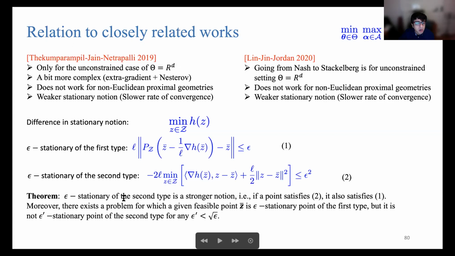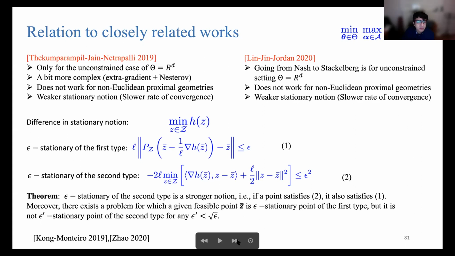In particular, there are problems where, given the feasible point z bar, it's an epsilon stationary point of the first type, but it's not a stationary point of the second type for any epsilon prime less than or equal to square root epsilon. So there is an order of magnitude difference between the stationary point notion used by this notion rather than the first notion. But I won't go through a lot of details of it. You can find the details in our paper.